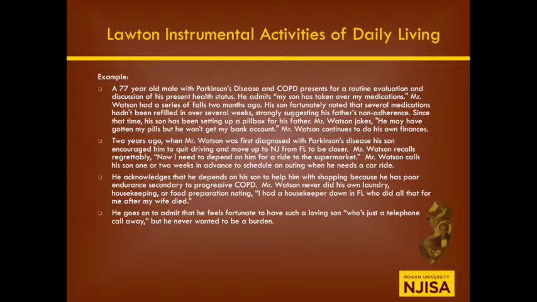Mr. Watson calls his son 1 or 2 weeks in advance to schedule an outing when he needs a car ride. He acknowledges that he depends on his son to help him with shopping because he has poor endurance, secondary to progressive COPD. Mr. Watson never did his own laundry, never did his own housekeeping, and never did his own food prep, noting, I had a housekeeper down in Florida who did that for me after my wife died. He goes on to admit that he feels fortunate to have a loving son who is just a telephone call away, but he never wanted to be a burden.